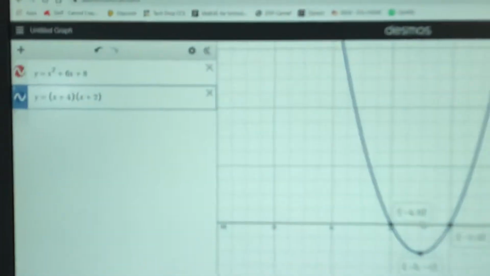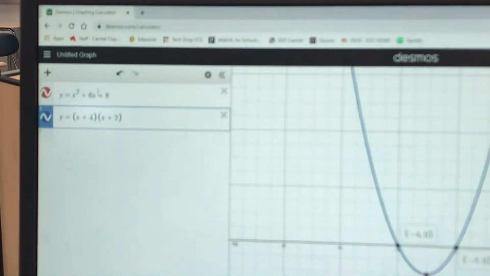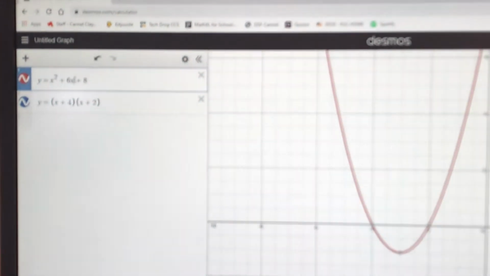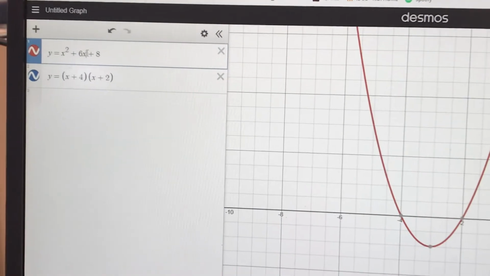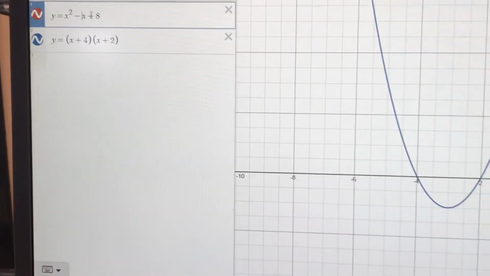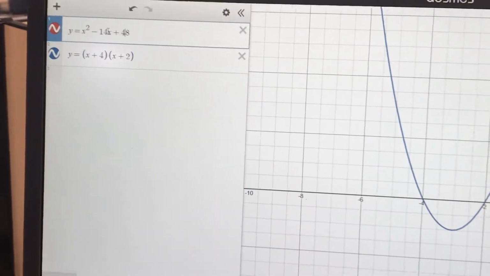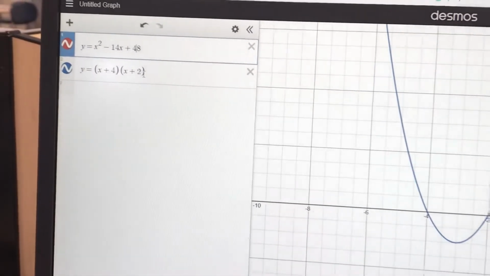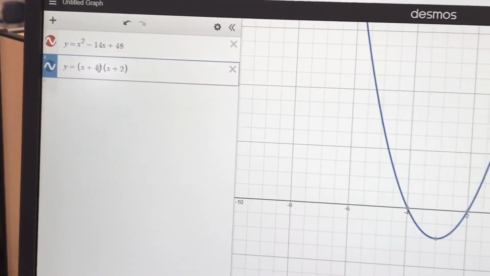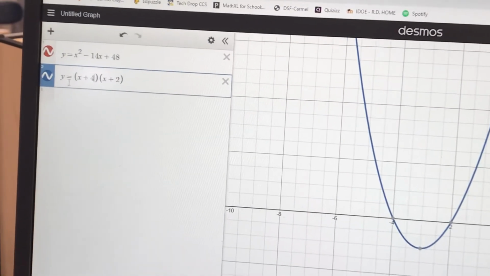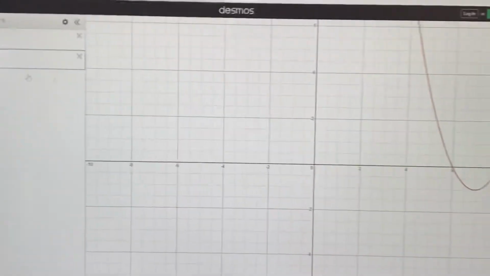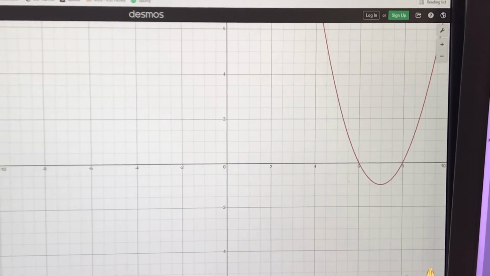So x squared plus, for this one we had negative 14x and then plus 48, so I'll just put a 4 in front of that. And then for our factored form, actually I want to turn this one off.